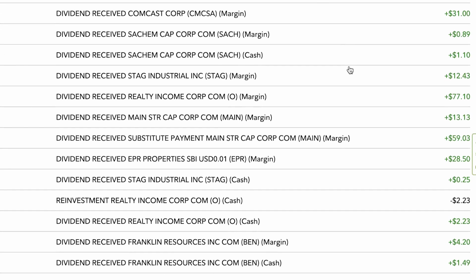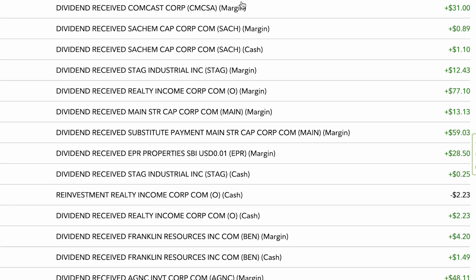Okay, and then I got Comcast $31. It says margin because it's in a margin account. I know a lot of you are asking about that. It's just the difference for Fidelity, whether it's in a cash or a margin account. I do have a margin account. No, this is not on margin. This is in cash because I have a margin account and I have a Roth IRA that does not have margin in it. So this was $31 from Comcast.